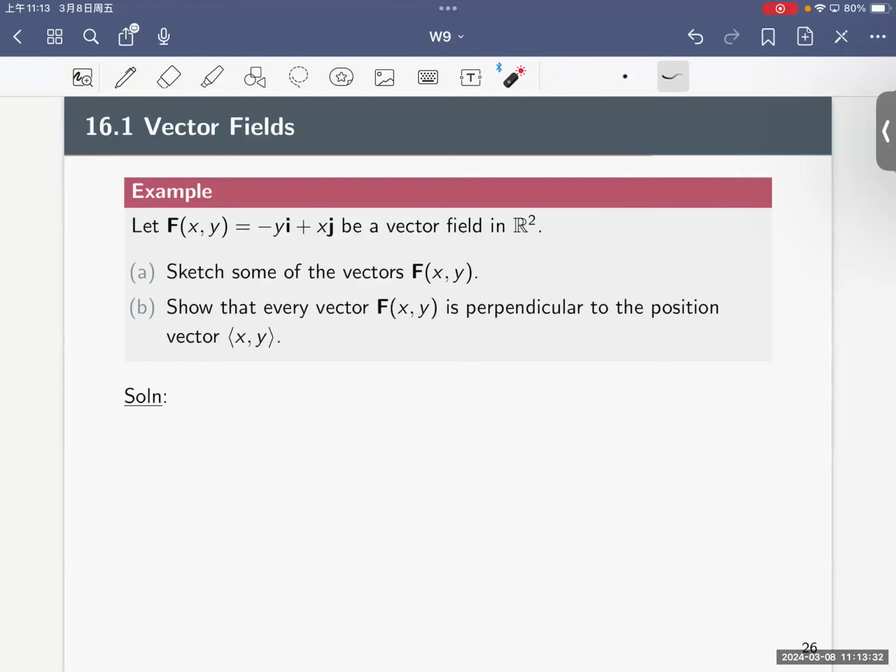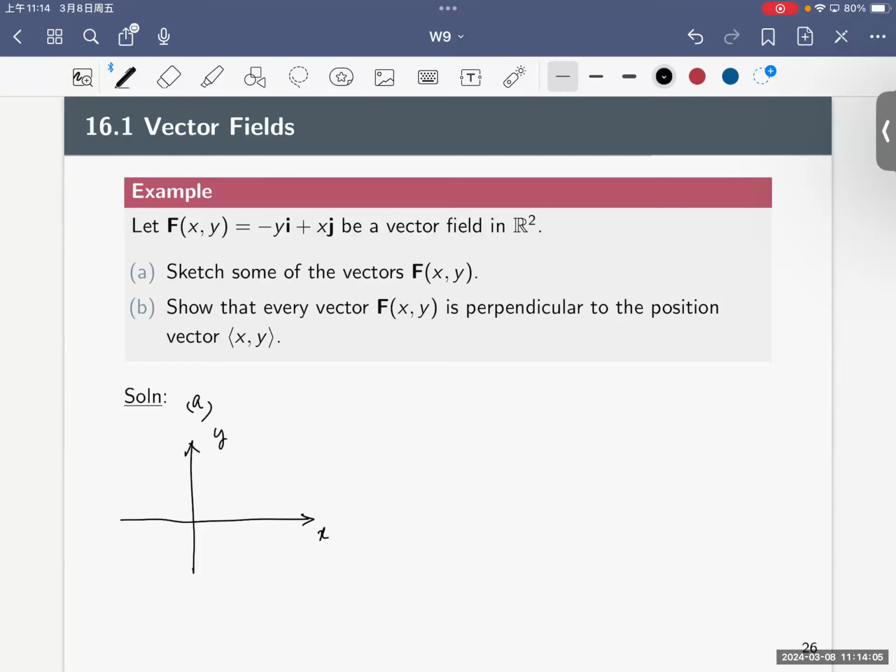Okay, so back to theoretical and mathematical problems. Let's try to make a graph of a 2D vector field. If f of x, y is a vector field in R2, and is given by negative y i plus x j, first, sketch some of the vectors f of x, y. So I want to sketch the vector field.